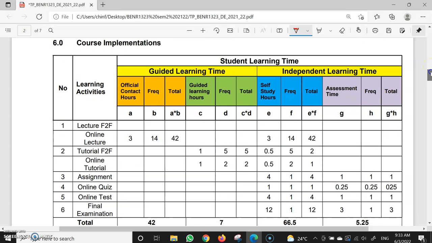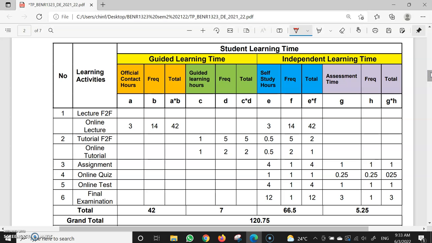For the course implementation, as you know, we're going to have 14 weeks. All the lectures will be online. And for the tutorial, I planned two online sessions, in the second week after the semester starts and the second week after the semester break.